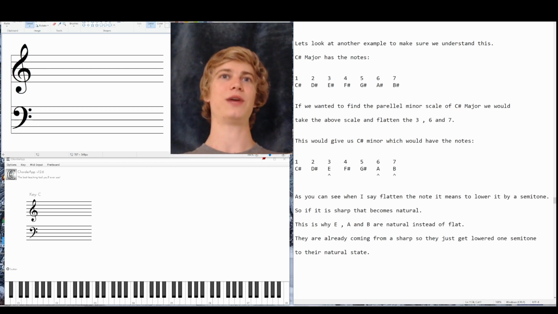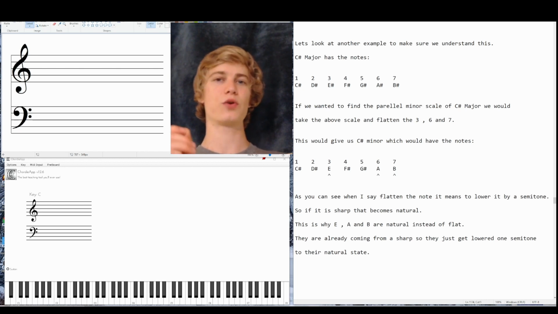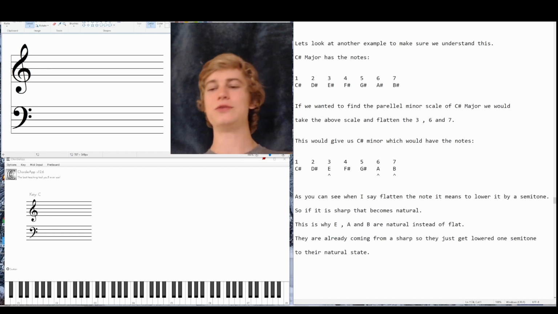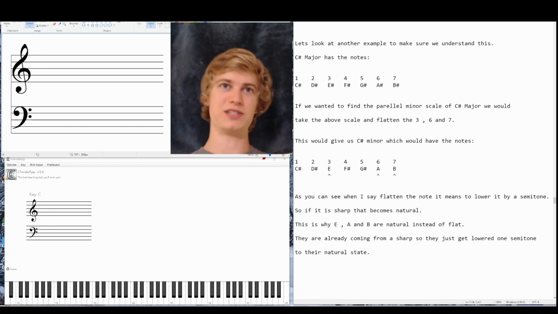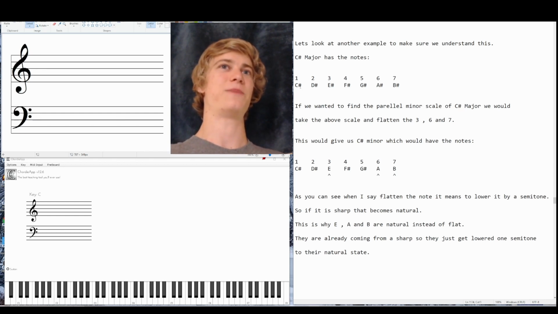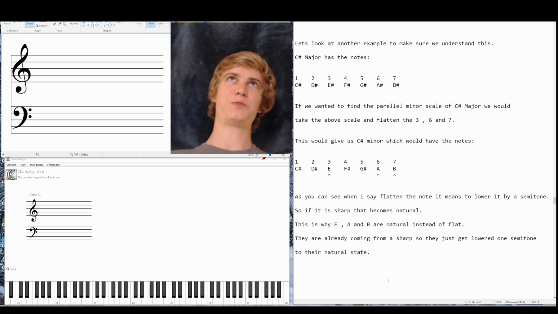As you can see, when I say flatten the note, it means lower the note by a semitone. So if the note is already sharp, that note is now going to become a natural. If it was already natural, then it would become a flat. This is why E, A, and B are natural instead of flat. They're already coming from a sharp state, so they just get lowered one semitone, and now they're in their natural state. So as you can see, here's a comparison of our C sharp major scale, and now our C sharp minor scale. So it's pretty easy to think about.